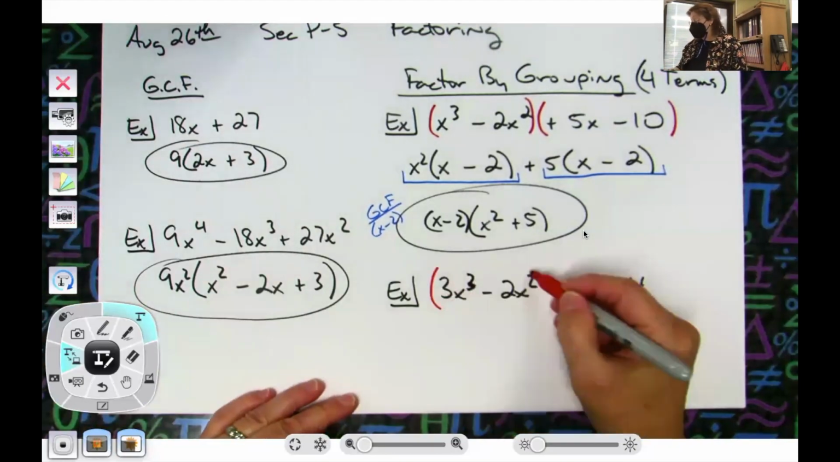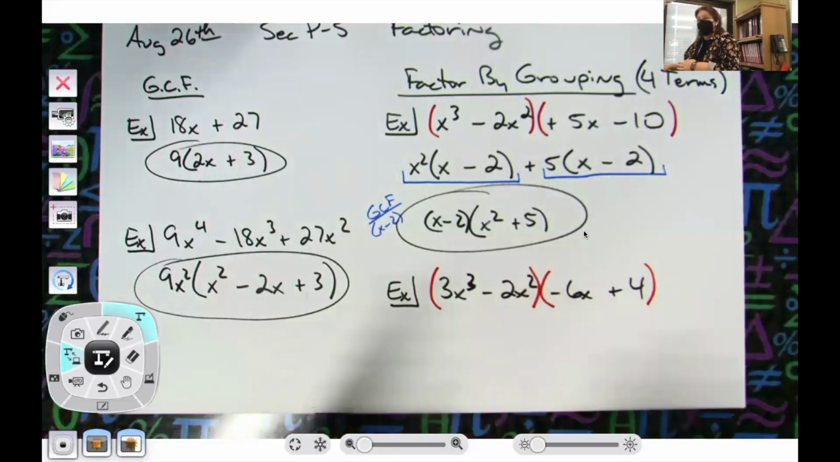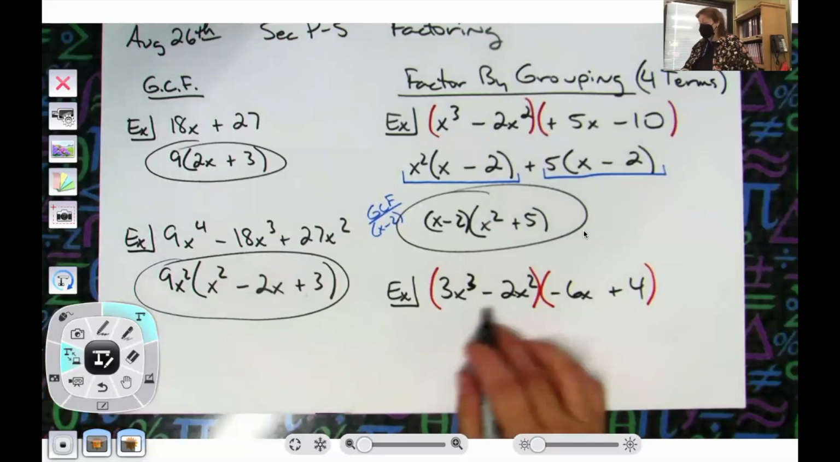Now, if by chance you group the first 2 together and the second 2 together and you don't get a matching term, it might not be factorable by grouping. But could you rearrange the terms and try again? How many of those you'll have to do, I don't honestly know, but that is a possibility.